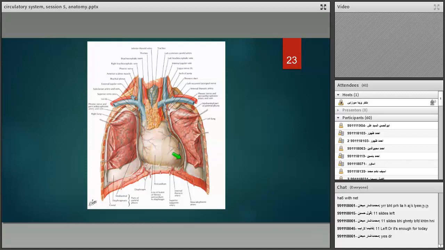Listen, please. The pericardiacophrenic vessels supply the pericardium and the superior side of the diaphragm.